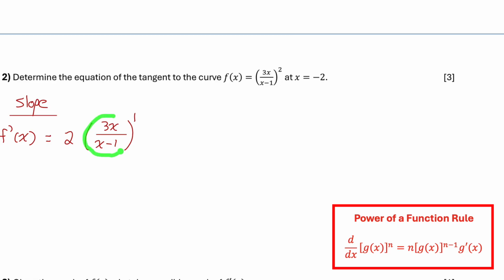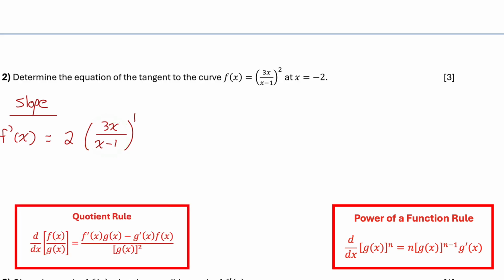Well, the base of the power is a quotient of two functions of x, so I'll need to use quotient rule. Quotient rule says do the derivative of the top times the bottom, minus the derivative of the bottom times the top, all over the bottom squared. So following quotient rule, the derivative of the top, 3x, is 3. That gets multiplied by the function in the bottom, minus the derivative of the function in the bottom would just be 1, times the function that's in the top, all over the function that's in the bottom squared.